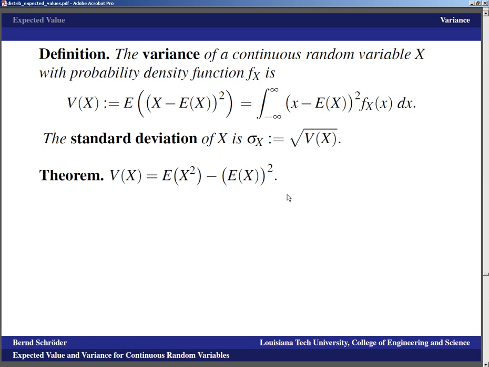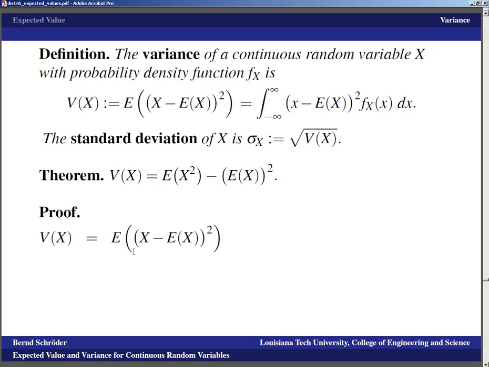What we can then do, in order to compute variances, and that's what's going to absorb our attention for the rest of this presentation, is realize that actually the variance is also the expected value of x squared minus the square of the expected value of x. And that's of course something that we want to prove.